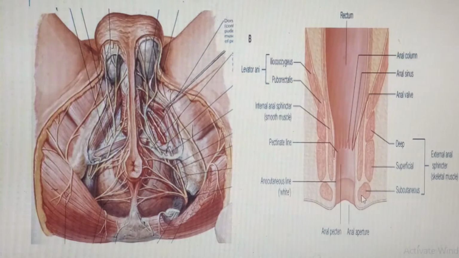That one which is very close to the skin, just in that fat over there, is the subcutaneous component. Then we have the superficial and of course the deep components of what we call the external anal sphincter. So that is the external anal sphincter, forming what we call the medial boundary of the ischioanal fossa.